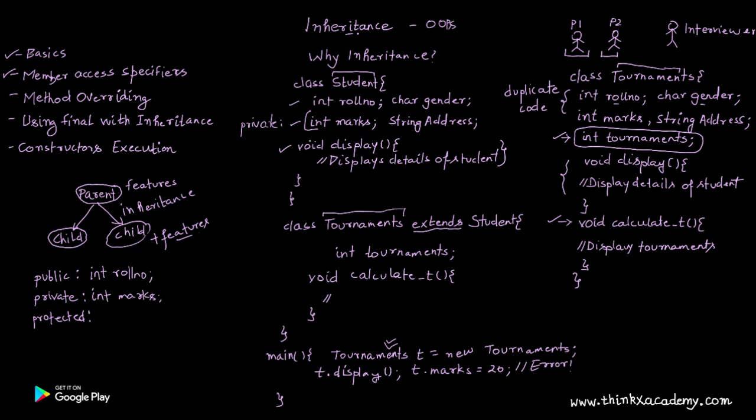So this basically means that if you assign any member as private, you cannot use it outside this class. It is accessible to the functions. Let's suppose this is a void display function, so it can access this marks variable, but the tournaments class cannot access that variable. So let's discuss the protected one.